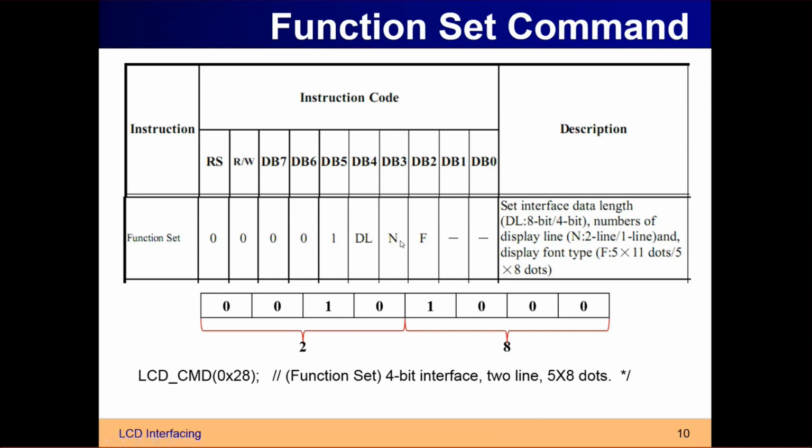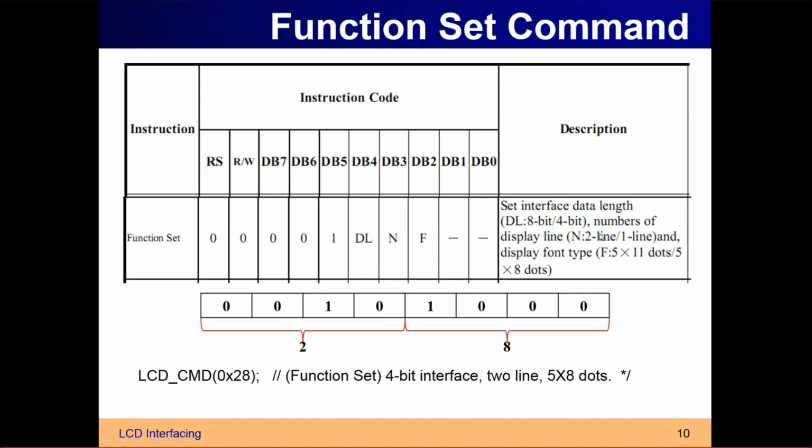Then D3 is used for configuring the number of lines in the display. I need to configure a 2-line display. So what value should I write here, either 1 or 0? 1. Again it is 1 bar 0. So 1 means 2-line display. So here it should be 1.